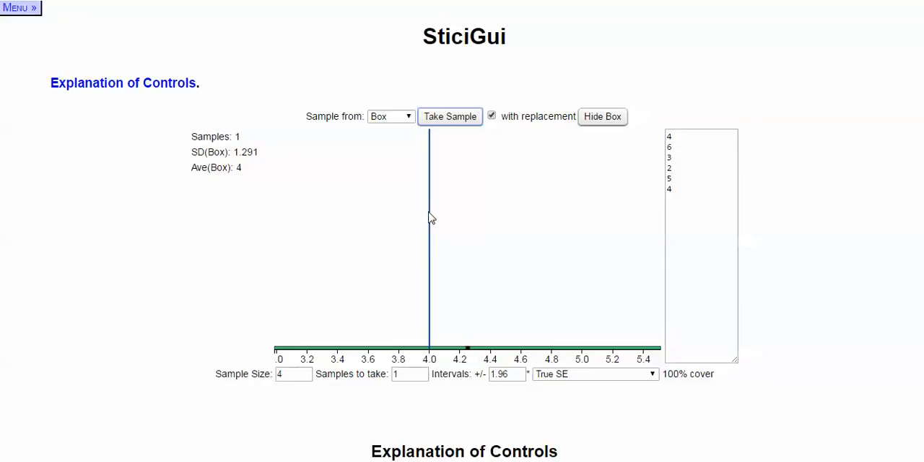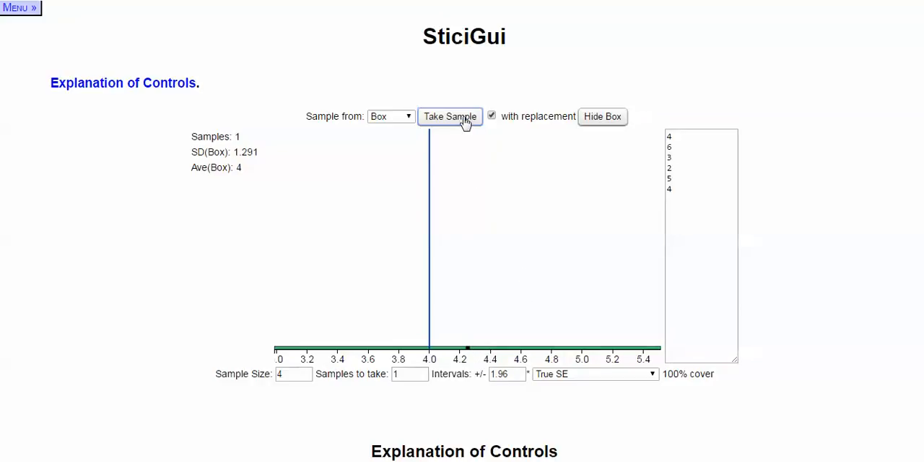And then this blue line is the actual population mean. It's the mean of your entire population in here. So if you added all 6 of these numbers and divided by 6, you would get this population mean of 4. This black box is the mean of the 4 selected people from the box.